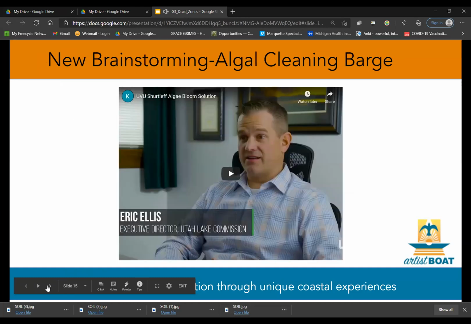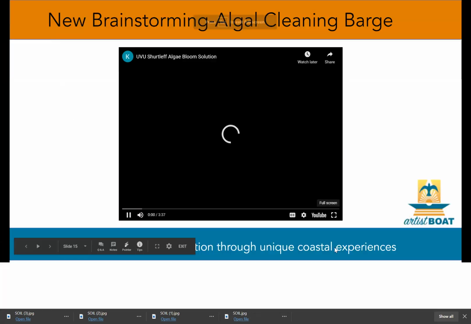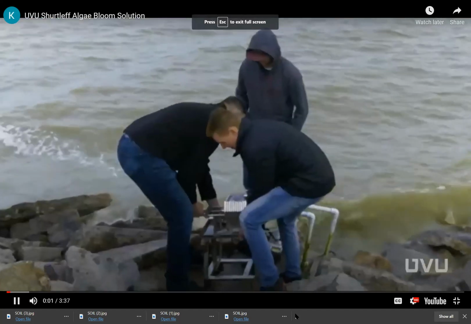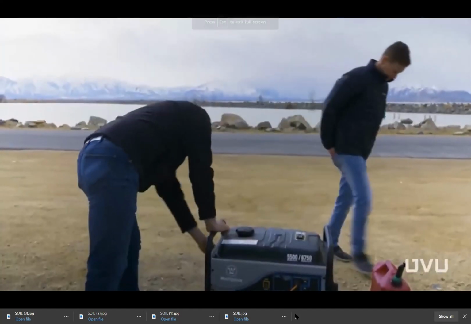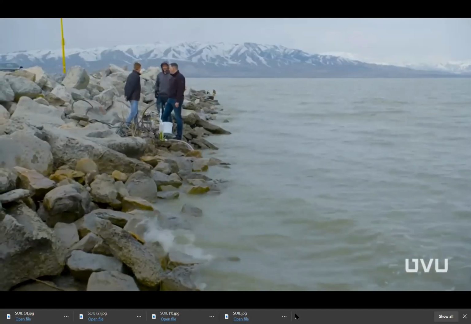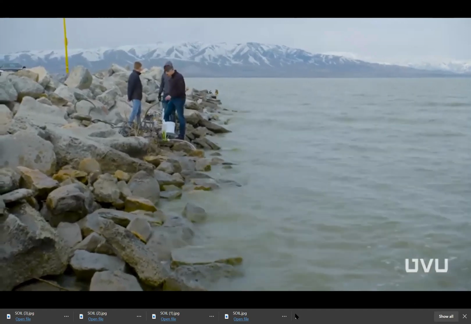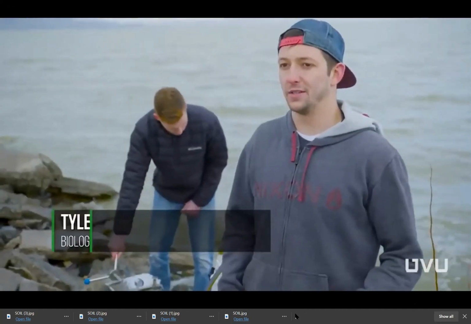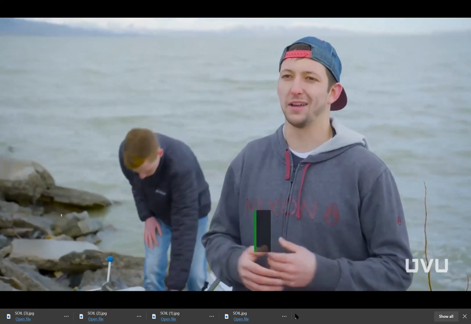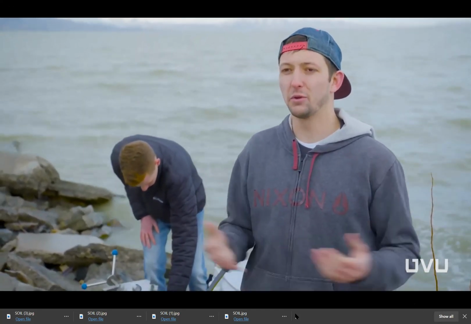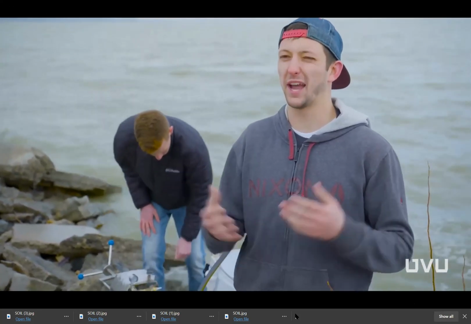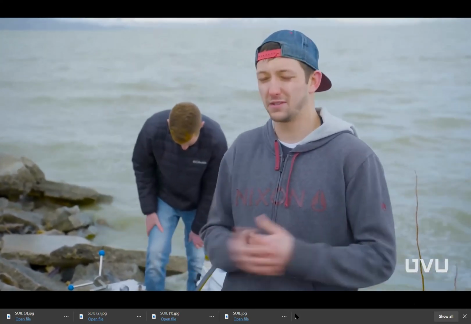So here is the Utah Lake Commission brainstorming another idea to clean algal blooms. We're out here at Utah Lake, trying to harvest some algae out of it. Utah Lake's a great lake and we love it out here. A lot of people like to use it, but it's been infested with blue-green algae, and it has algae blooms which would be hazardous to the animals and the people who want to use the lake.